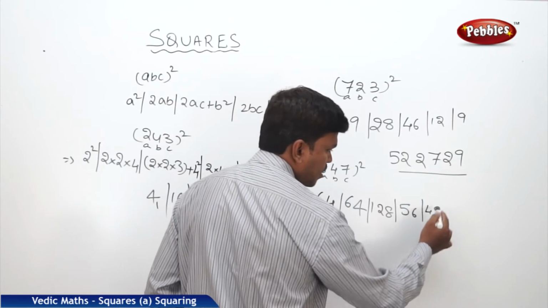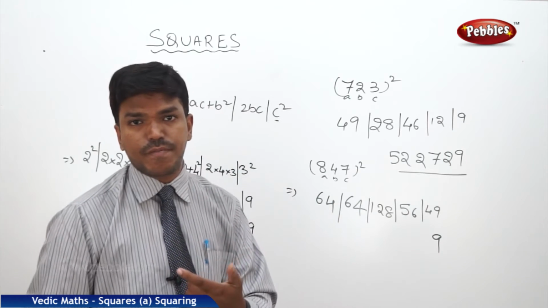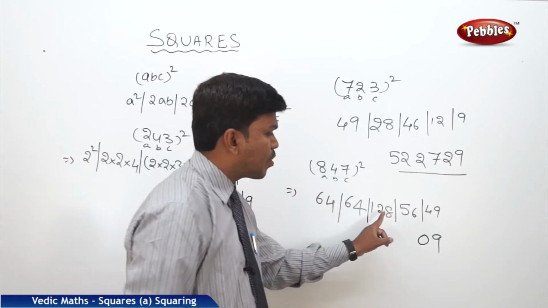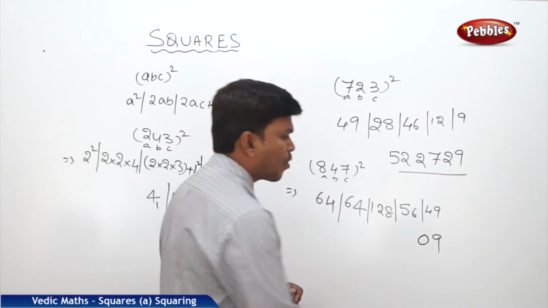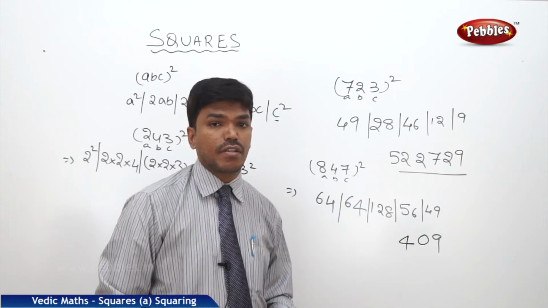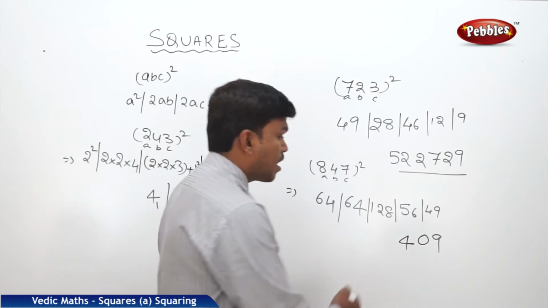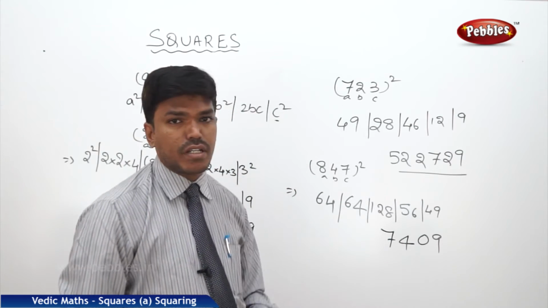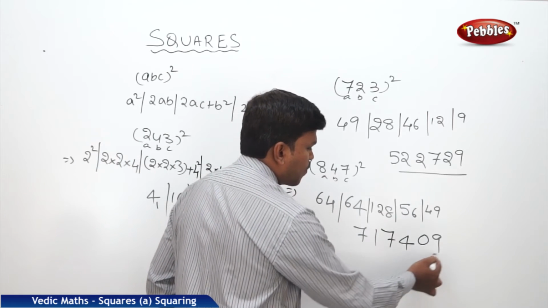Start from the right side balancing. Drop 9, carry to the 10's place. 56 plus 4 is how much? 60. In 60, what I need to drop? 0 and carry 6 to the next number. 128 plus 6, 134. In 134, what I need to drop? 4 and carry 13 to the next number. 64 plus 13. So 64 plus 13 is how much? 77. In 77, I need to drop 7 and carry 7. 64 plus 7. So what is 64 plus 7? 71. So finally, what is the answer?